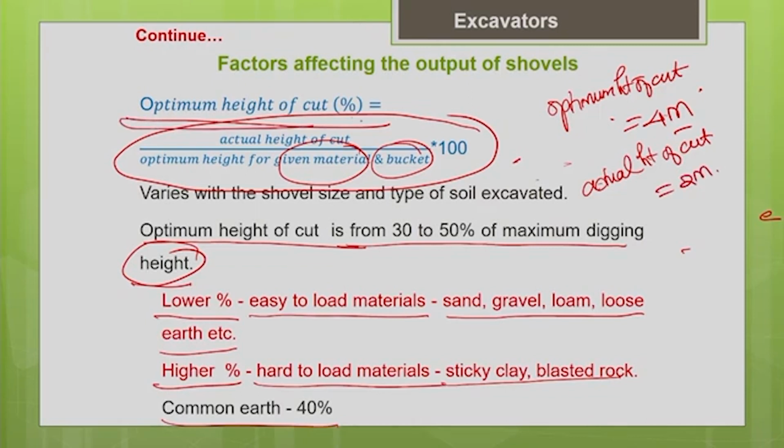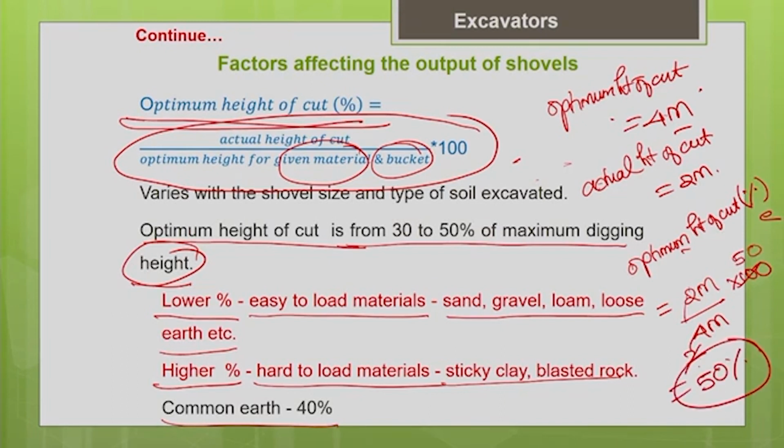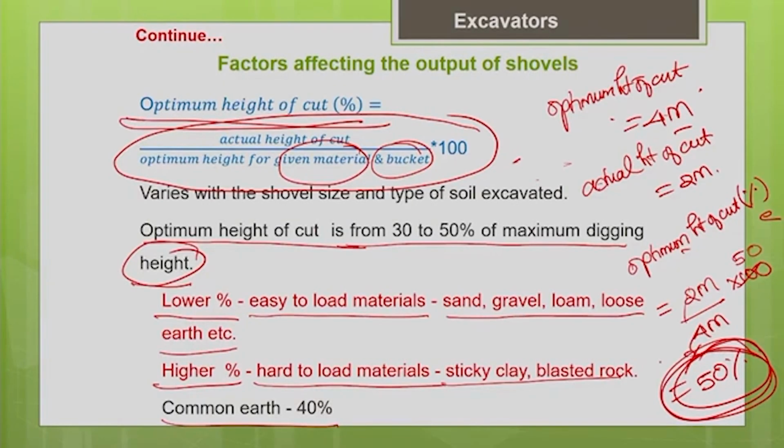Now what is the optimum height of cut percentage? Optimum height of cut percentage is equal to 2 meter divided by 4 meter, into 100. So this is going to give me 50%. So the optimum height of cut is only 50%. That means your productivity is going to be affected because the actual height of cut is less than the optimum height of cut. This correction I have to do for the productivity estimation. I will tell you later how to do the productivity estimation in the upcoming slides.